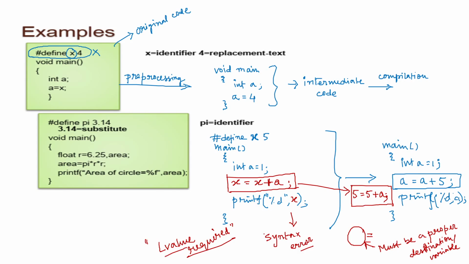What is an L value? This one is called the L value, and whatever is present on the right side is called the R value. L value required means you have not given your destination variable properly. I will work out an example later. Anyway, I hope now you can understand.